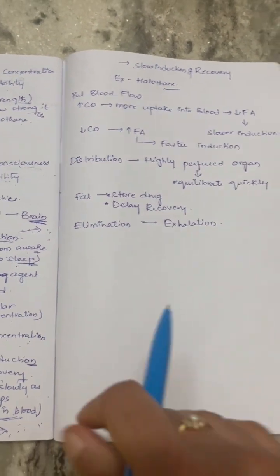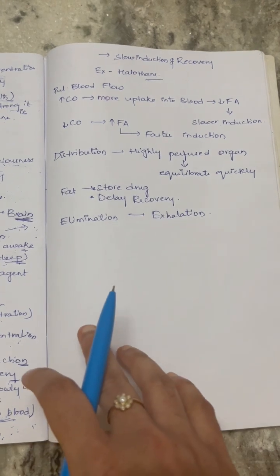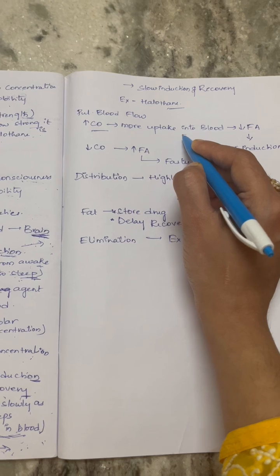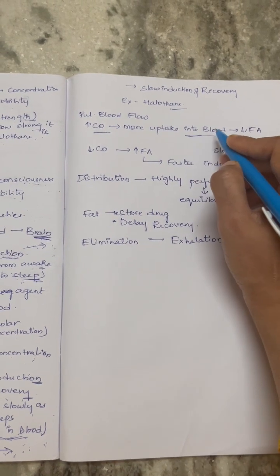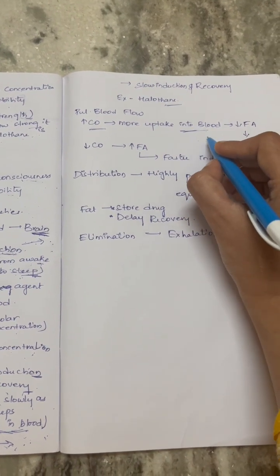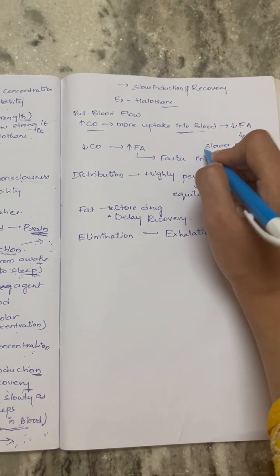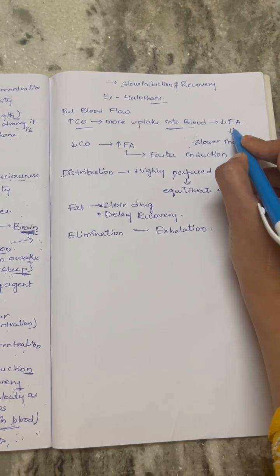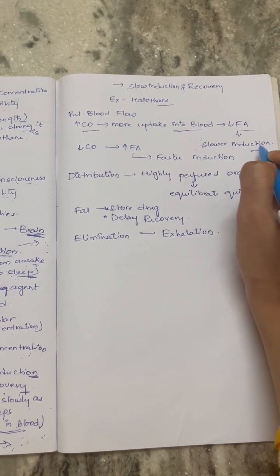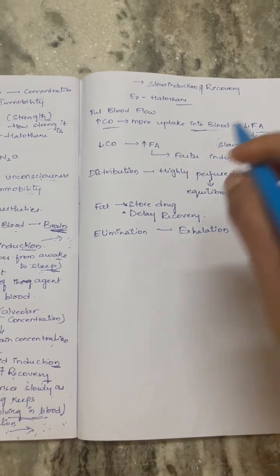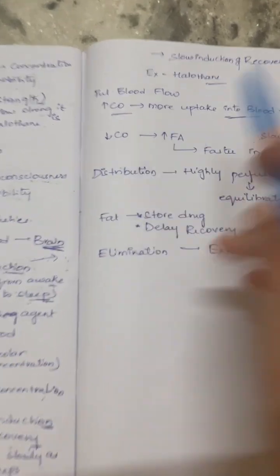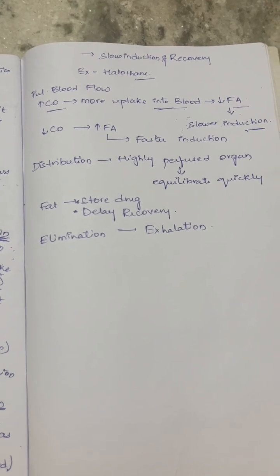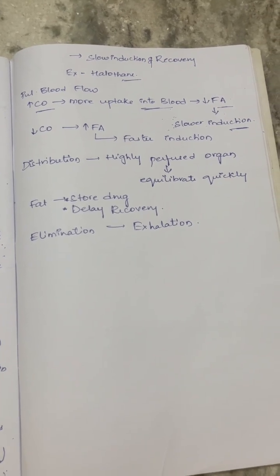The other thing we need to focus on is the blood flow. The more blood flow you have, the more the drug will be taken up by the blood. Just now we spoke about high solubility: if the drug dissolves very fast into the blood, the lesser the concentration you have in the alveoli, so the slower the induction, because it goes very slowly to the brain. And in the opposite way, when there is a decrease in the cardiac output, there is an increase in alveolar concentration, which is nothing but a faster induction.